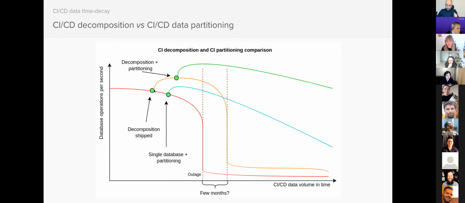But at some point we can ship the decomposition, which means we will add more capacity because we will have a separate machine that will only store CI/CD data, and we will only write CI/CD data to that machine. On that machine, we won't have a multitude of other database tables, which means there will be more resources to write and store only CI/CD data. But this will only delay the inevitable outage, presumably by a couple of months, because the architecture will remain the same.